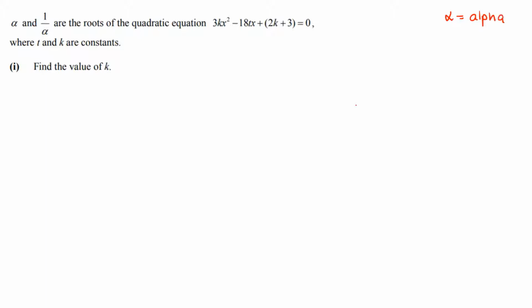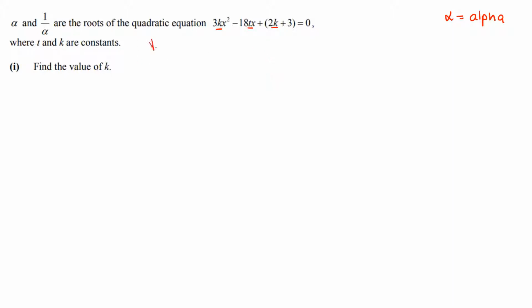Alpha and 1 over alpha are the roots of a quadratic equation 3k x squared minus 18t multiplied by x plus 2k plus 3 is equal to 0, where t and k in the equation are constants and we don't know what they are. And it's our job to find the value of k.